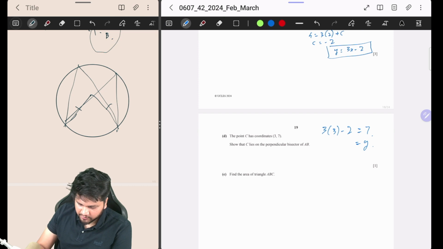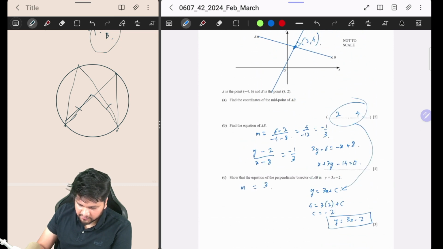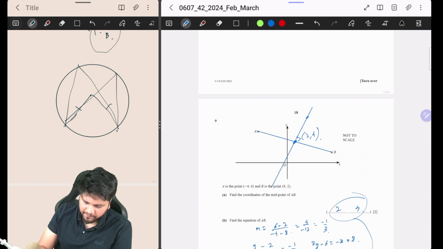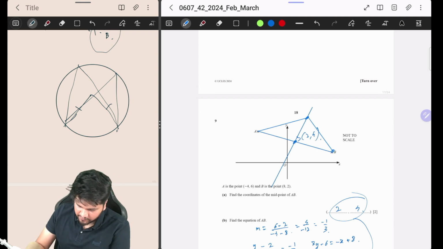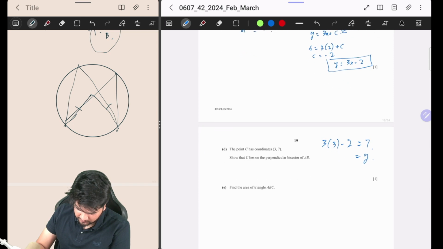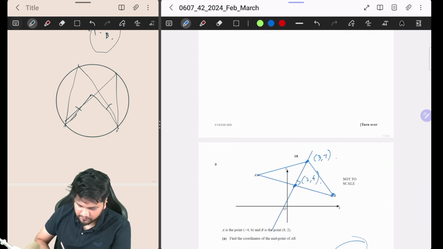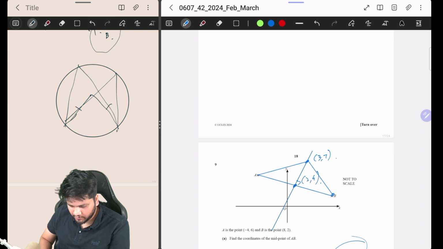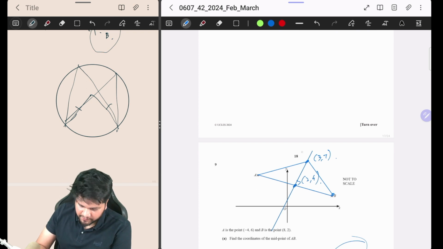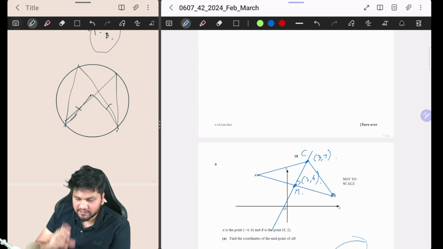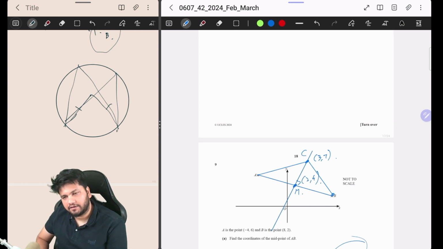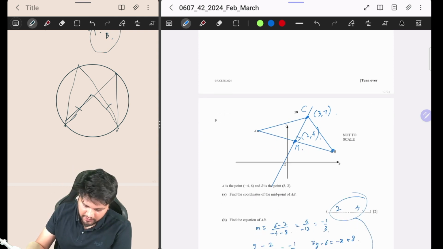Find the area of triangle ABC. Okay, this is interesting. Now C is 3, 7, which is somewhere here, and we need to find the area of triangle ABC. C's coordinates we know, which is 3, 7. Obviously, if I consider this as the midpoint M, then CM is the height of the triangle and AB is the base of the triangle. We can use half into base into height. So we can find the distance AB.